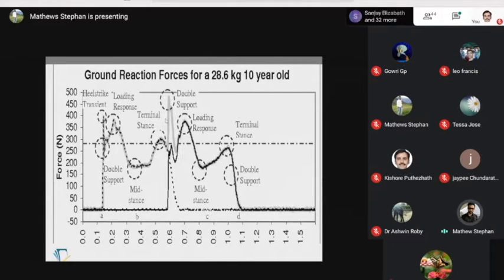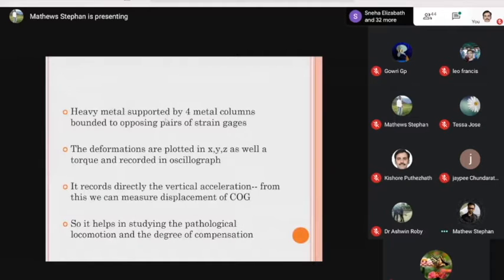This is how the force plate is built. A heavy metal plate is supported by four metal columns bonded to opposing pairs of strain gauges. The deformations are plotted in X, Y, Z as well as torque, and are recorded in an oscillograph.